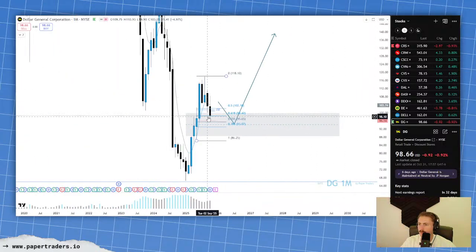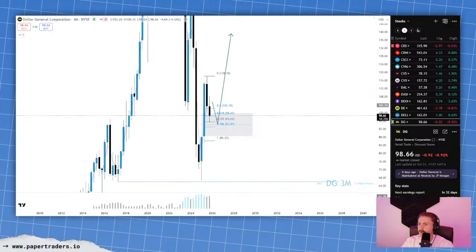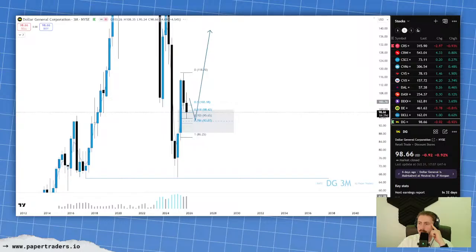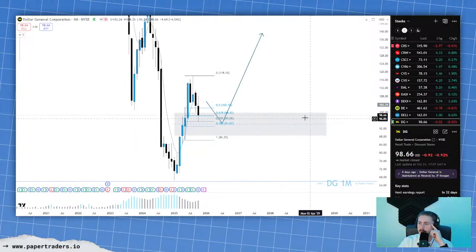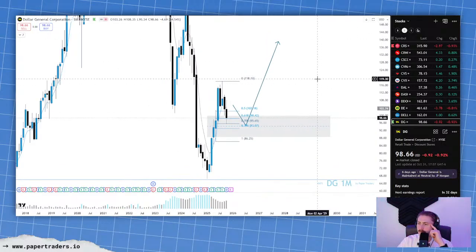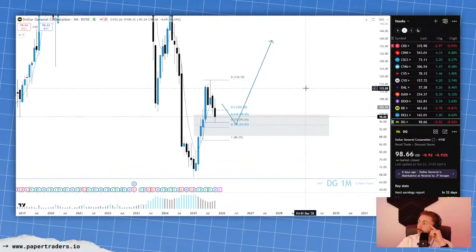DG looks bad, I think. Let me get rid of some of these. I think we could see something out of here because that 3 month, right? Granted, we can still go down to here on that 3 month, and then next 3 month is when we see that continuation back up, giving us that rising 3 on the 3 month and the quarterly. Dollar General Corporation, yeah. I think so.